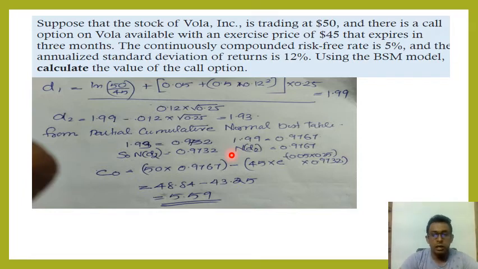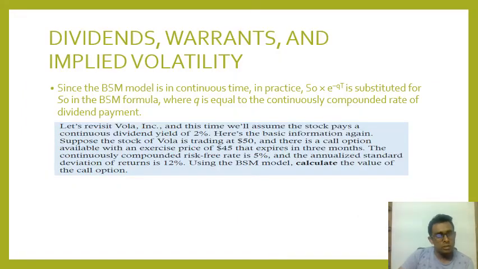It might seem a little odd when you are seeing it the first time, but if you work out 2-3 problems like this, you'll be able to crack it in 2-3 problems' time. We will be seeing what is the implication of dividends, warrants, and implied volatility in the BSM model of call pricing, call valuation. So first we'll be seeing dividends, then we'll go to warrants and implied volatility.